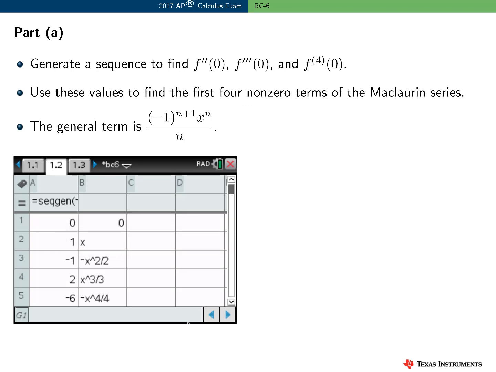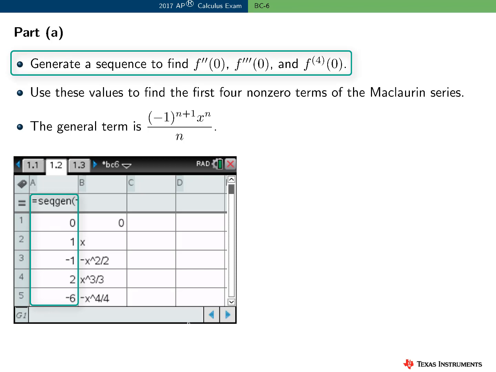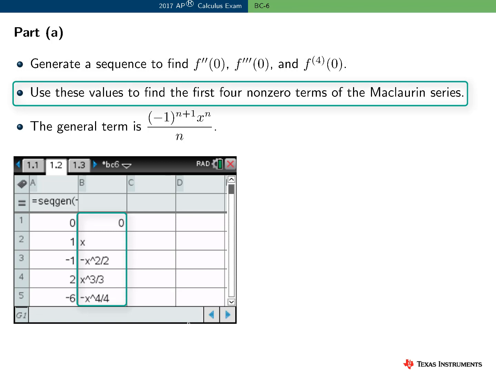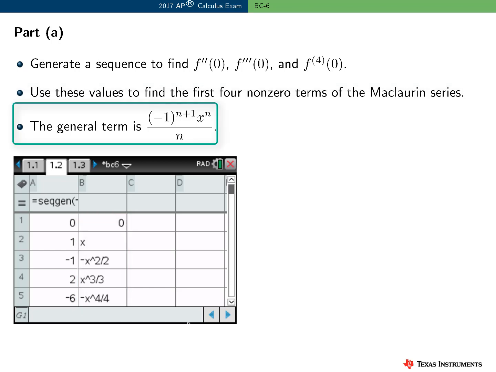Even though this question was not calculator active, I'm going to show some ways to explore and confirm the solutions. In part A, I'm going to use a TI-Nspire lists and spreadsheet page to find the second, third, and fourth derivatives of f at x equals 0. I used a general sequence command to generate these values. And in this column, I found the first four non-zero terms of the Maclaurin series. Now, I could generate even more derivatives and specific terms of the series to help with pattern recognition, and to write the general term of the series.